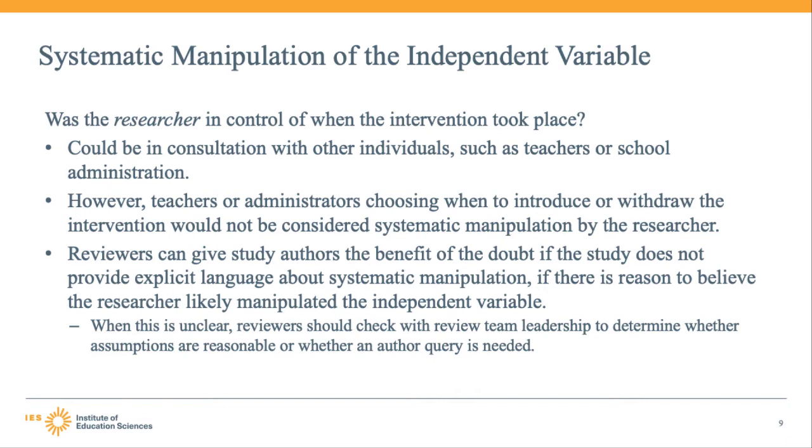Thus, if there is no compelling evidence to suggest that the researchers were not in control of when the intervention took place, WWC reviewers can provide study authors with the benefit of the doubt, unless there is compelling evidence to suggest otherwise. Nonetheless, if this is unclear from a study report, then WWC reviewers should check with topic area leadership to determine whether any assumptions made by the reviewer are reasonable or whether an author query may be needed to request more detail from the primary study author.